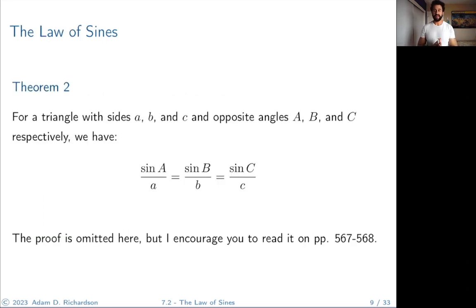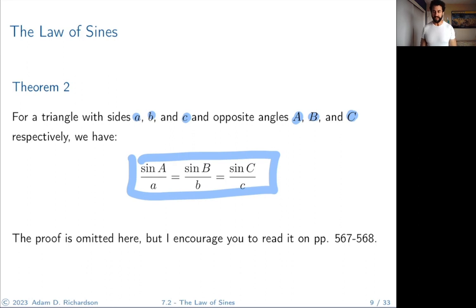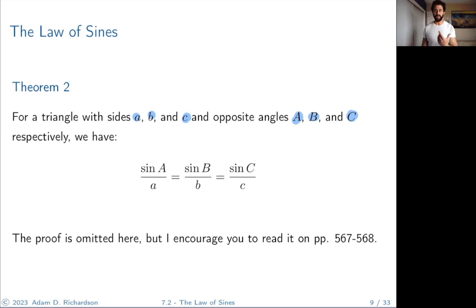Okay, so let's get the actual law itself. The law of sines says this: if you've got a triangle with side lengths A, B, and C, and opposite angles A, B, and C, respectively, then we have this set of equations. Sine of A over A is equal to sine of B over B, which is equal to sine of C over C. And one thing I'll point out is that these equations are all transitive, meaning you can look at it like this, or you can look at it like this, or you can look at it like this.